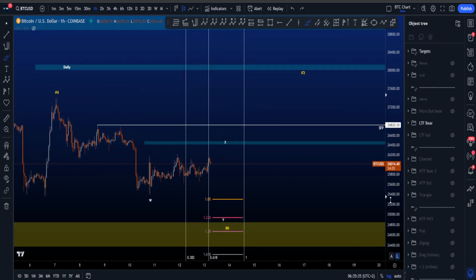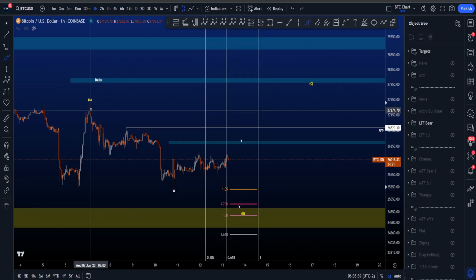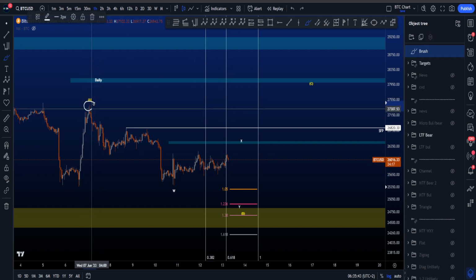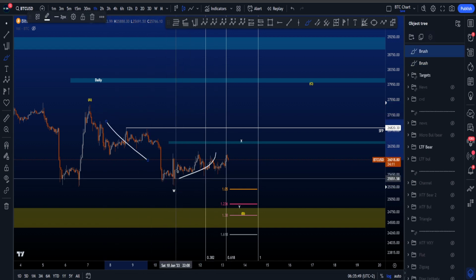Now in this scenario, you also see FIB times, the vertical lines on the chart, comparing the time it took to develop wave W with wave X. And you take the FIB time from the high of A and then you double click on wave W over here at the lows, and then you compare these waves with one another in time.